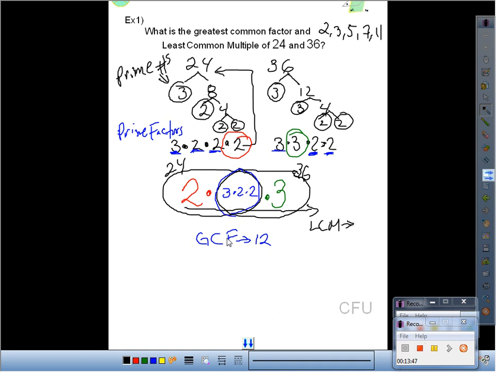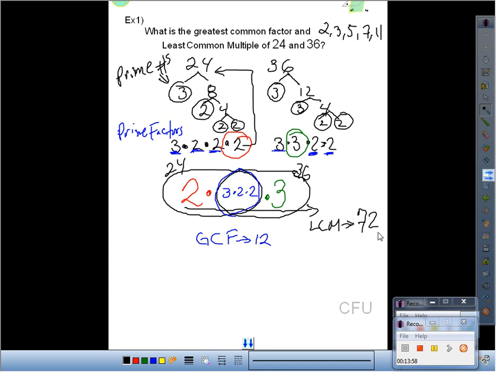This is 12. We know that, right? So what is 2 times 3? 6. What is 6 times 12? 72. That is correct. That's my LCM. Now, is that the only way of finding the LCM?